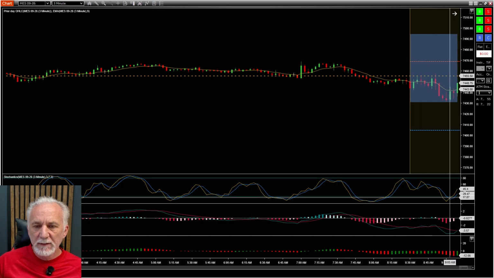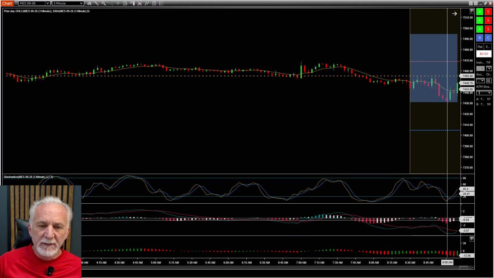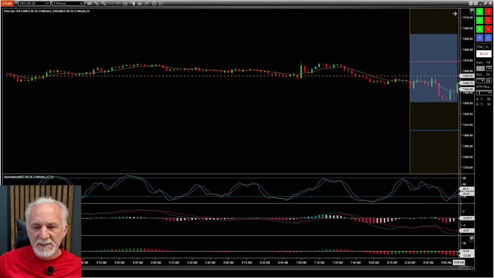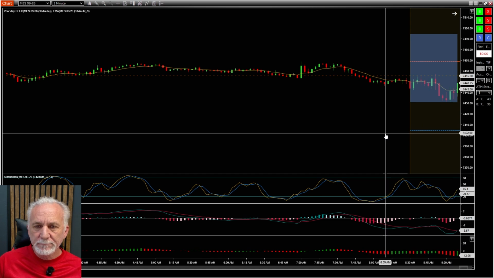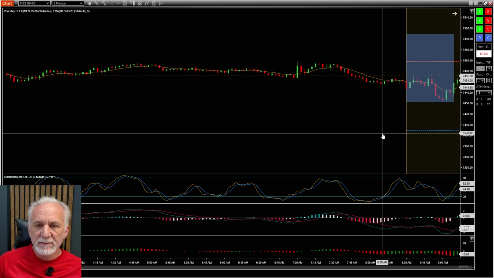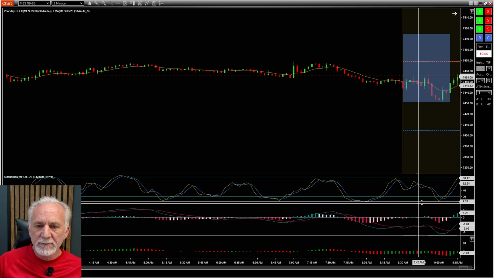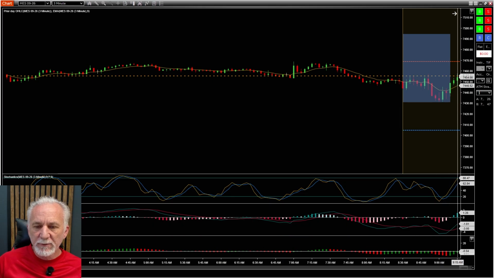The stochastics is switched over here. It looks good. The MACD is not quite there. The Wiseman is still under. If you want to wait and see what it does, we're on the 3-minute. We waited one, wait another one. Starting to get some movement on the MACD. The Wiseman's decreasing, which is good.